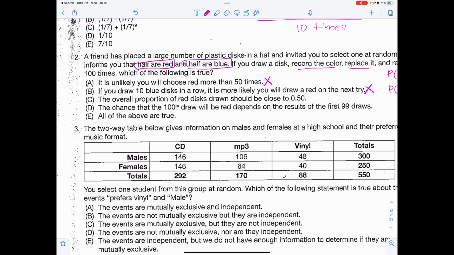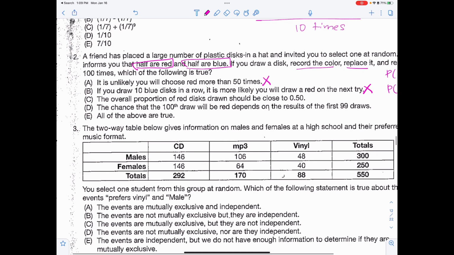The overall proportion of red discs drawn should be close to 50%. I agree with that, because it's a large enough number that we're going to get a pretty close probability to the true probability, because obviously you do your np, and that's equal to 100 times 0.5, which is 50. And remember, np and nq are both greater than 10, so my distribution is going to be pretty close to normal, and I'm going to get something that's really close to my actual probability.